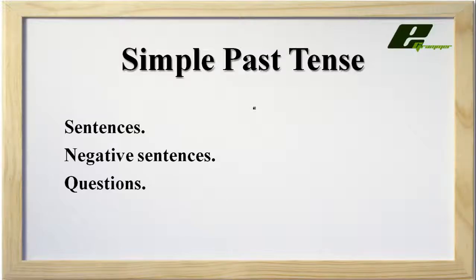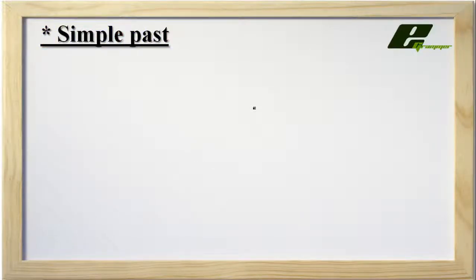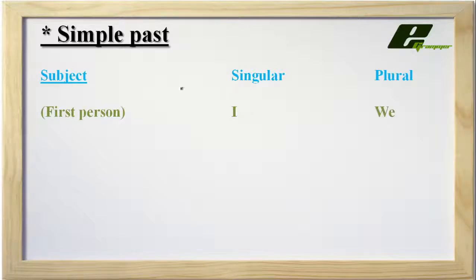Now, let us see the subject first. Subjects are of three types, which are divided into two parts. First person. Now what is first person? The person who speaks is known as first person. In singular there is I, and in plural there is we.